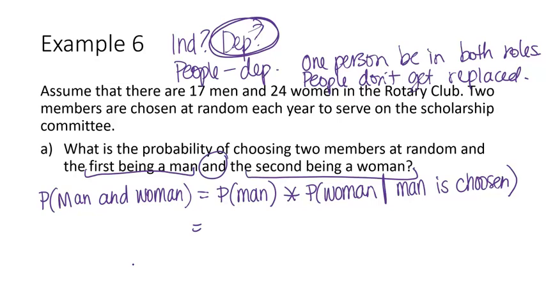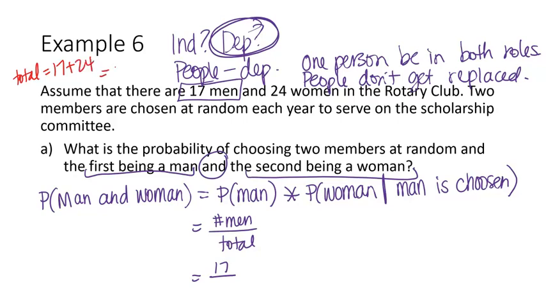So in the very beginning, if I'm just looking at my men, that's just the number of men out of my total. So how many men are there? 17 out of, well, I don't know the total yet. Let's see. 17 men, 24 women. That is 41 people. So originally, there are 17 men that I could choose out of the 41.